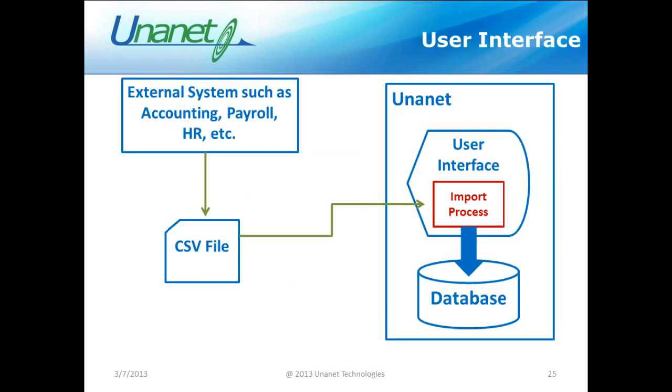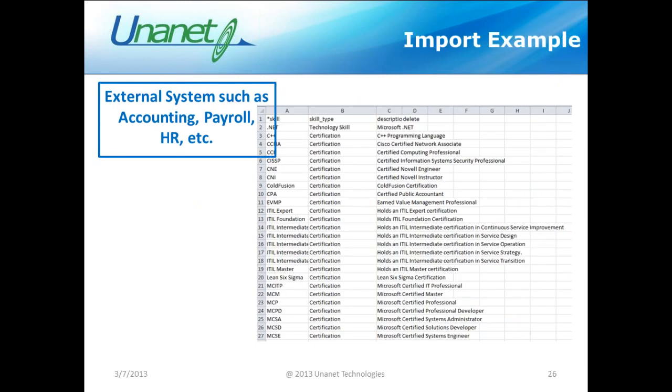Back to my slide here. When we're talking about importing data, we also have within the user interface the ability to import information from that external system if you've created a CSV file using our import specifications that you can then bring in through the user interface to Unanet. Here's an example of an import file. This is just the spreadsheet that I have in Microsoft Excel, but maybe from my HR system I've been able to pull together a skills list, a skills matrix of all the different skills that the employees in my company have that I want to include in Unanet.